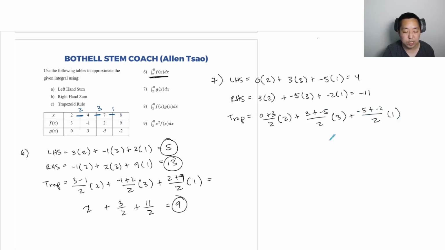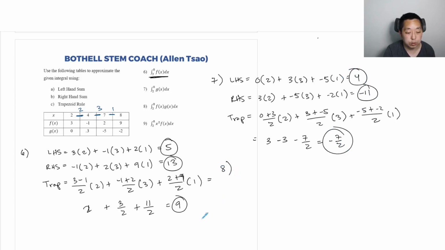So hopefully it's making sense, right? You're just simply looking at the table. You're either looking at the left or the right or the average. If you're doing midpoint, then you have to grab the point in the middle, but that's less common. So this is 3. This is -3, and then this is -7 halves. That's -7 halves here, okay? Kind of wildly different values, but that's okay.